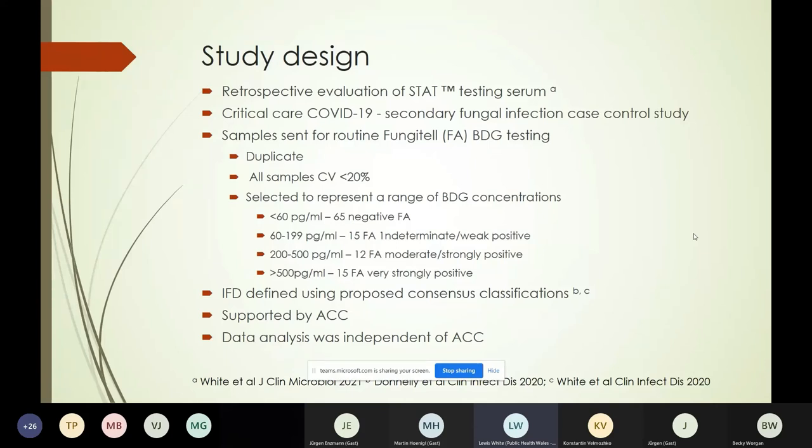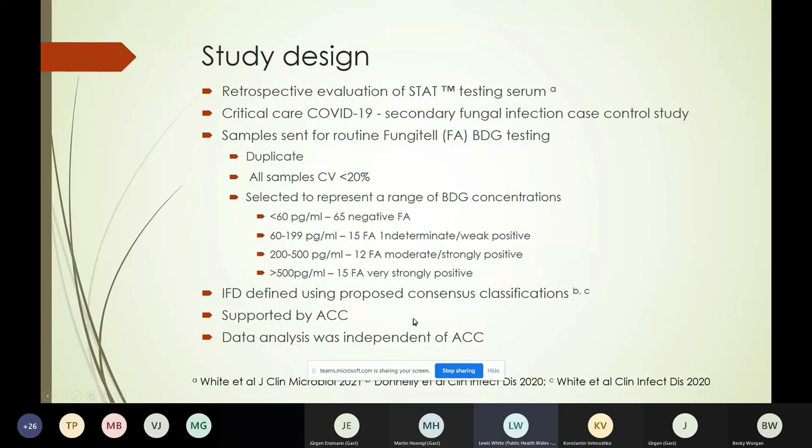But obviously, somebody that generally has a positive or a high beta-D-glucan concentration has a higher chance of having invasive fungal disease than somebody who's negative. But we had a wide range of specimens, as you can see highlighted below.